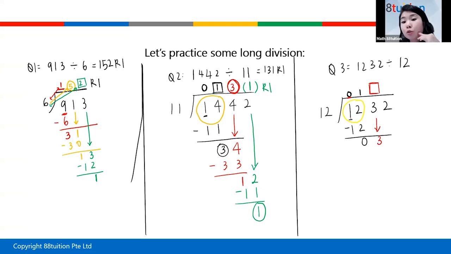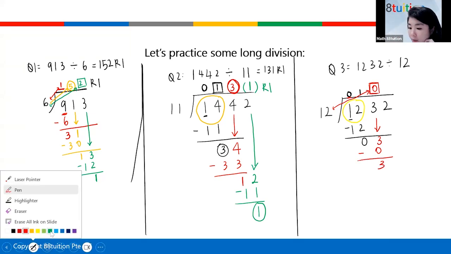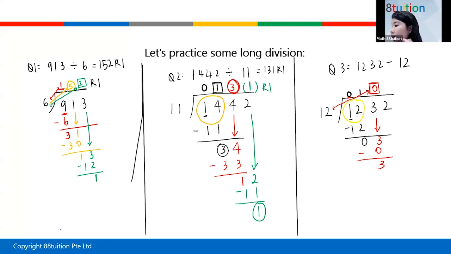So just now 1 was too small to be divided. I put 0 on top. So now if 3 is too small to be divided, what number should I put on top? 0, very good. Which means 12 times 0, I minus off 0 again. Make sense? So I get 3. Then what is the next step? Bring down the 2, very good.